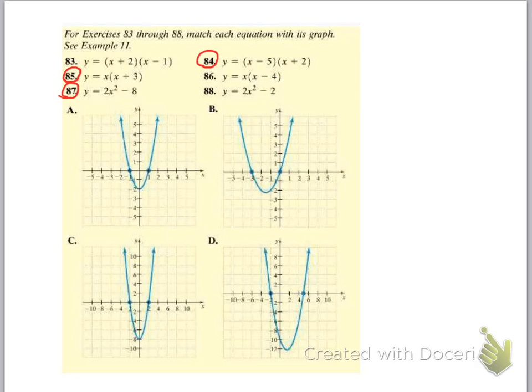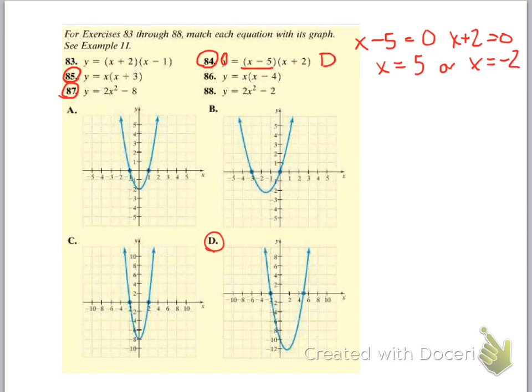So let's do 84. Remember, if we plug in a 0 for y, then this has already been factored for us. So either x minus 5 is going to equal 0, or x plus 2 is going to equal 0. So that means x either equals 5 or x equals negative 2. So which graph has x-intercepts of 5 or negative 2? D does. So 84 is the graph of D.